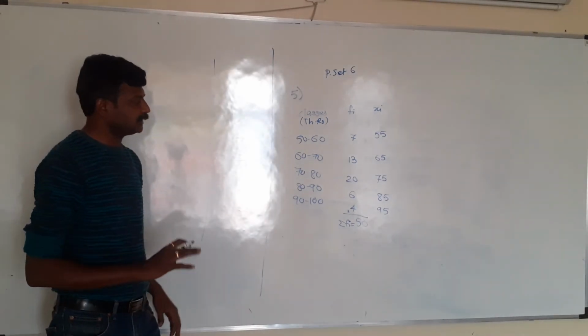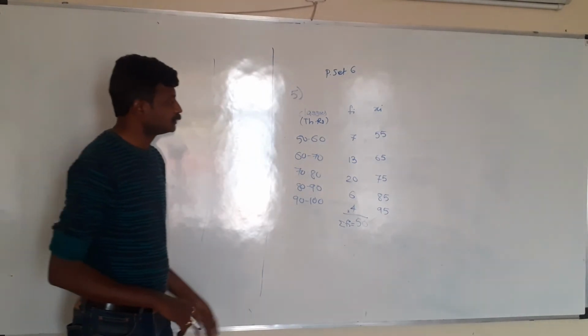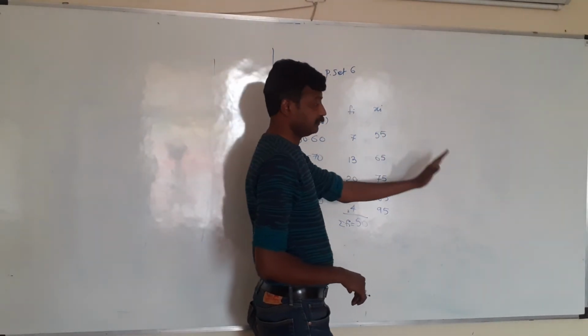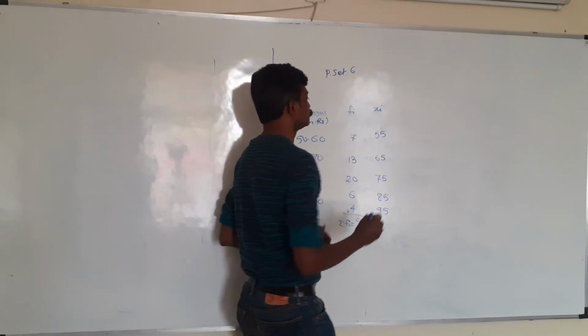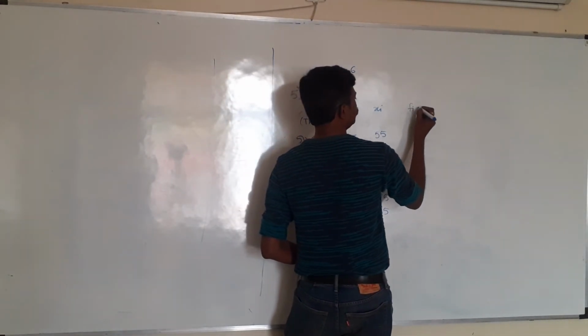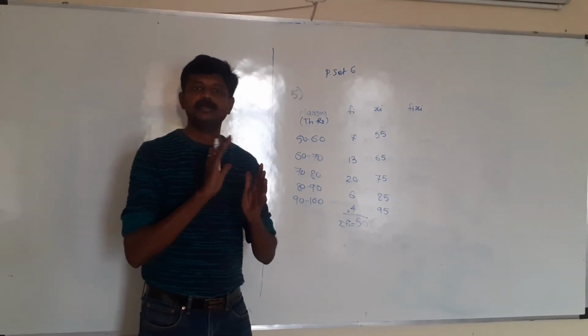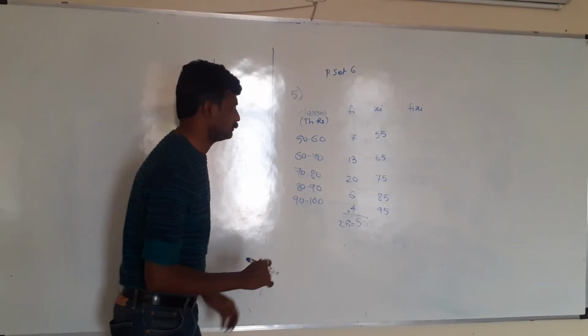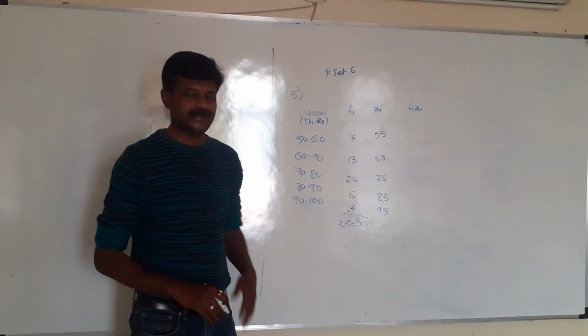By the direct method, next requirement will be summation of Fi xi. Summation of Fi xi means addition of Fi xi, we are needing. Before that we need to have Fi xi. So next column will be Fi into xi or xi into Fi, the meaning is same. A into B or B into A will be the same answer. So the product of these will come in the next column, and then we have to take the addition.